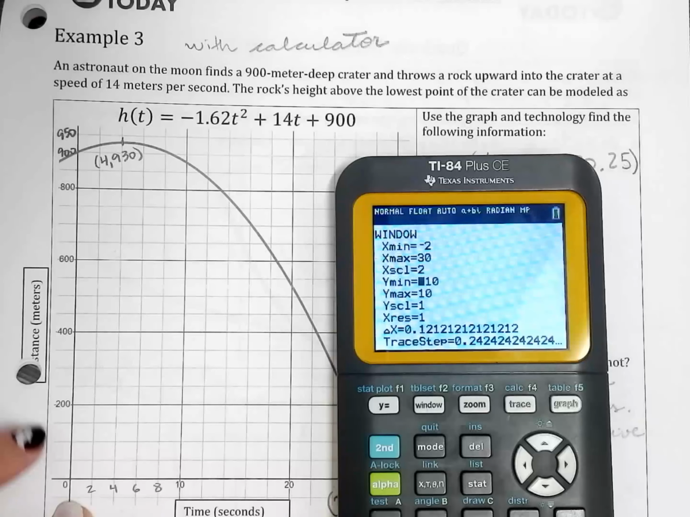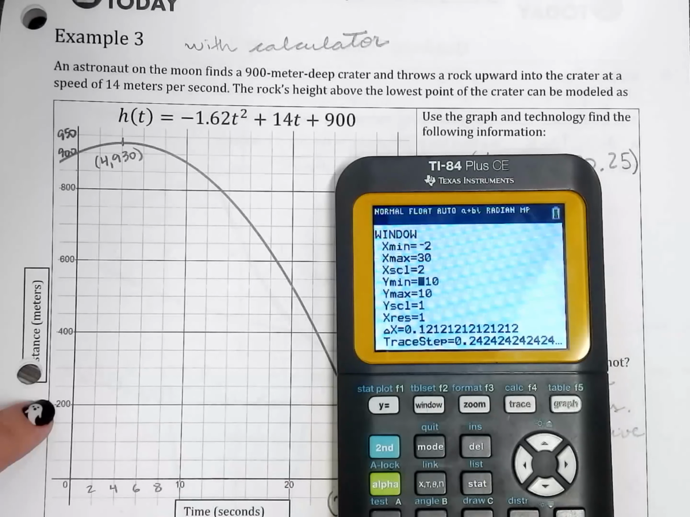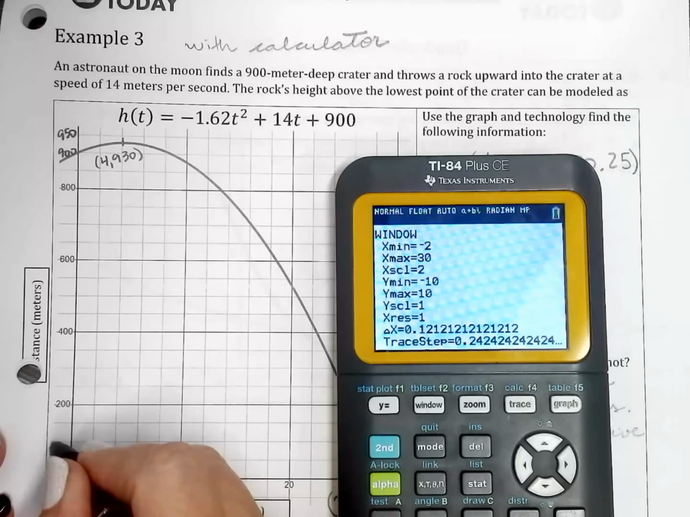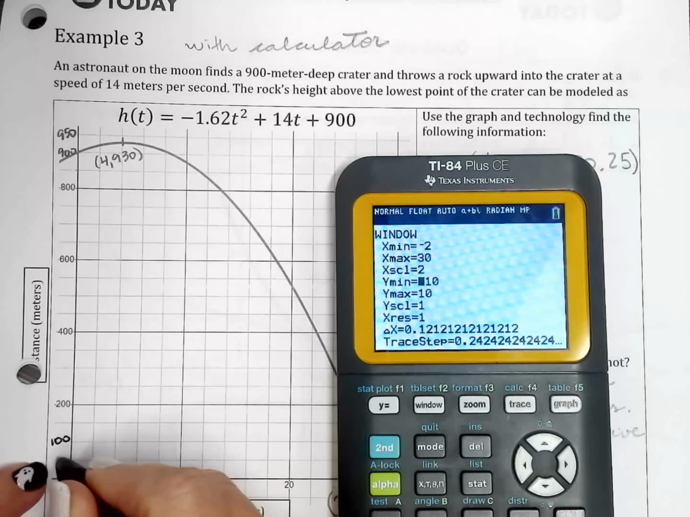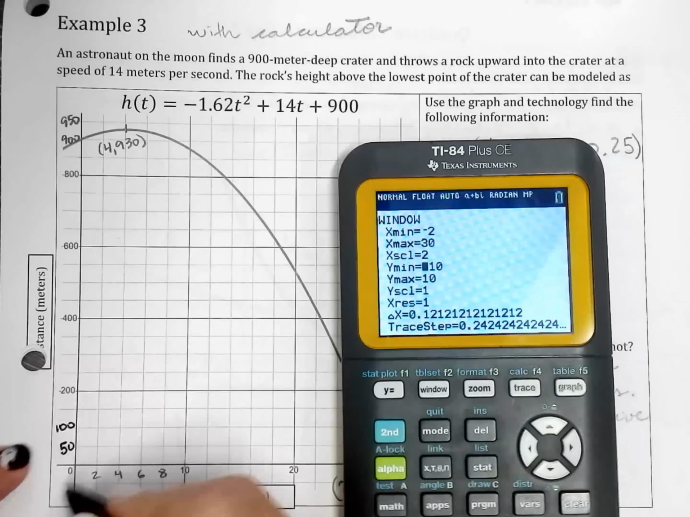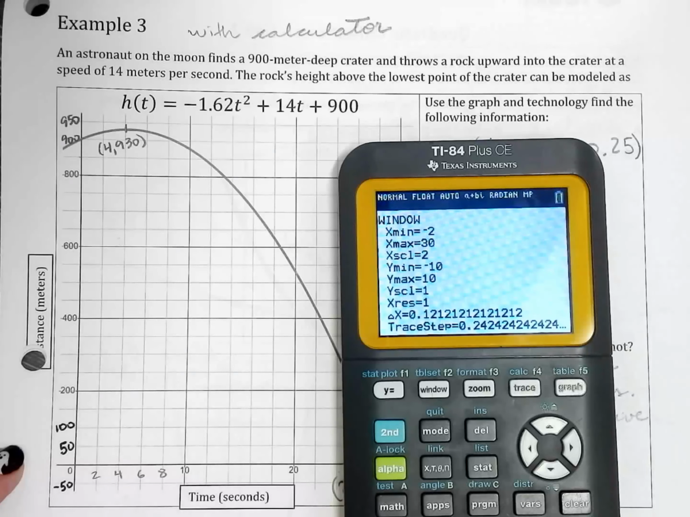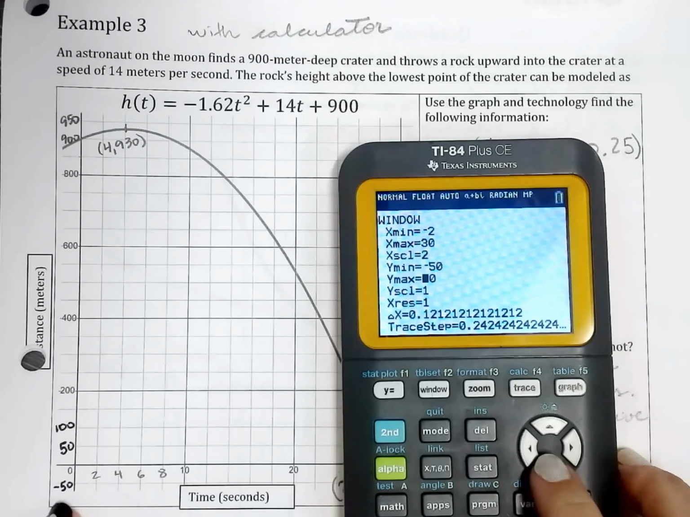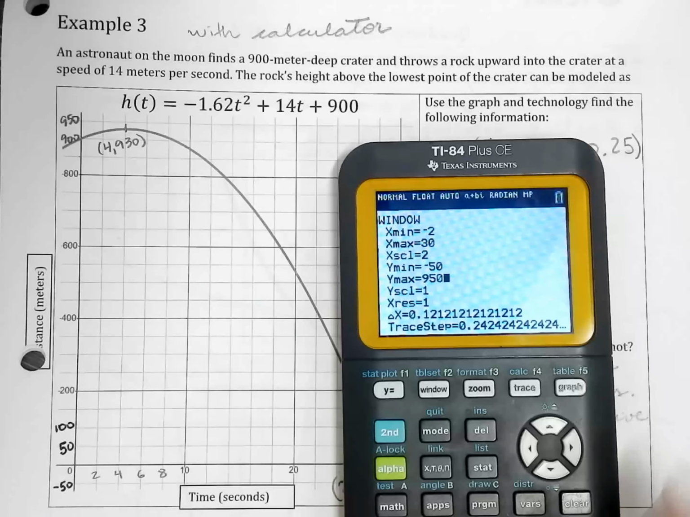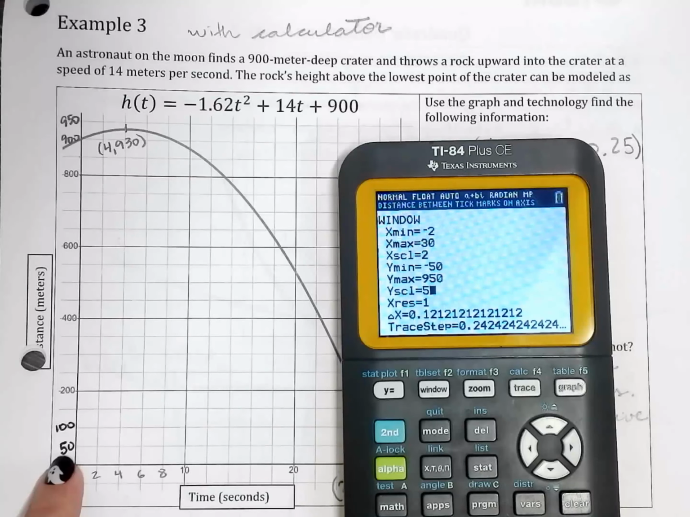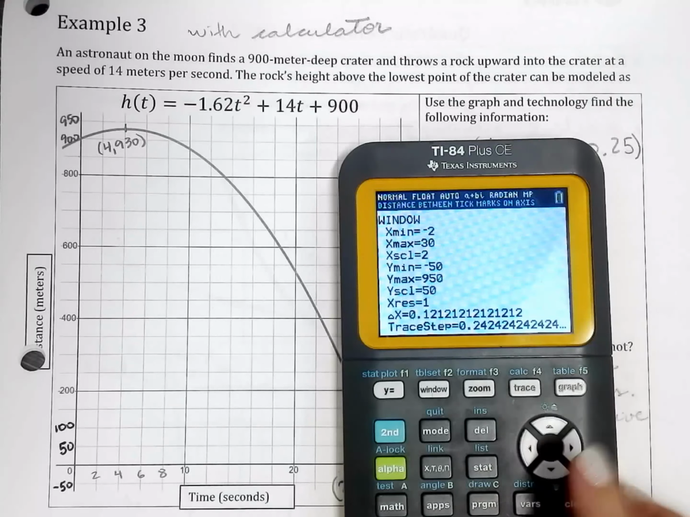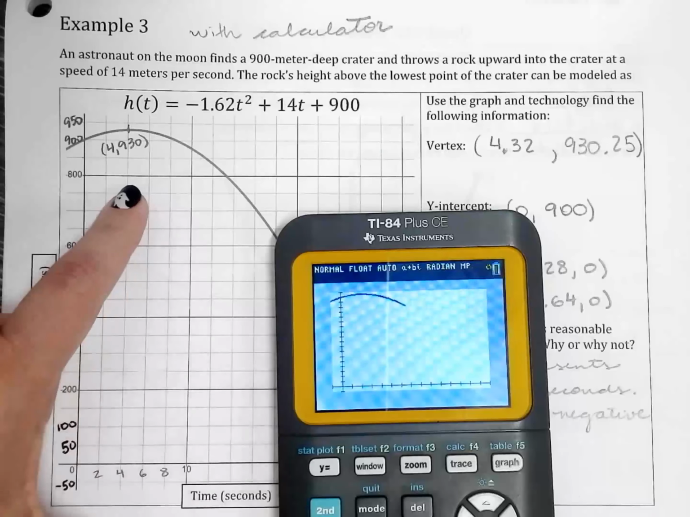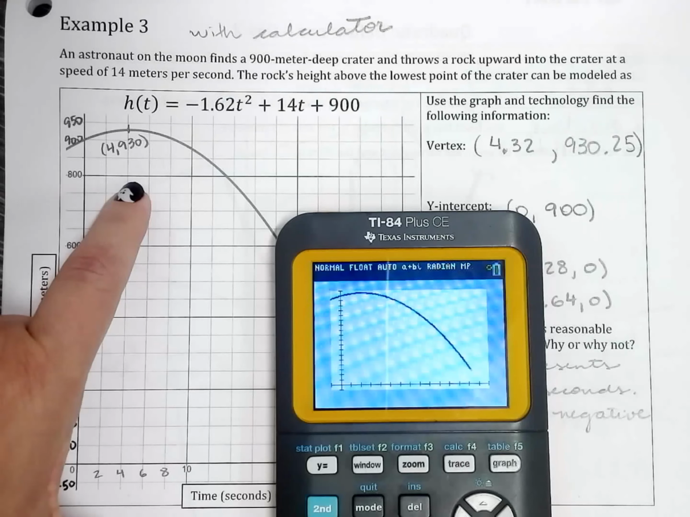Y minimum, it's that number right there. So what is it? If this is 200, the middle should be 100, and the other middle would be 50. So it's going up by 50. So the Y minimum is -50. The Y maximum is 950. Y scale, it's changing by every 50. If you want to do 10, that's fine too, but I'm just trying to match the graph that I have on my paper. So now when you graph, it will look very similar to what you have on your paper.